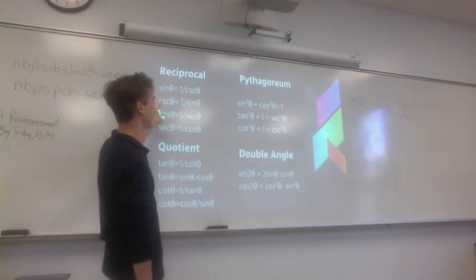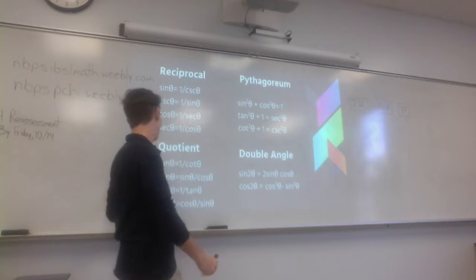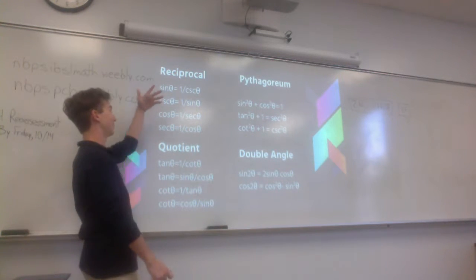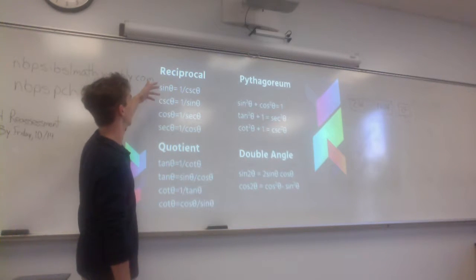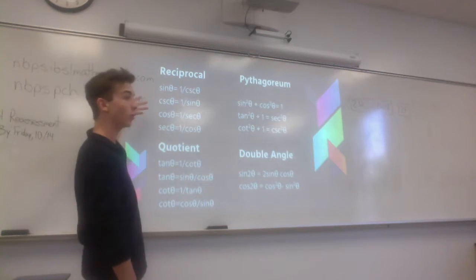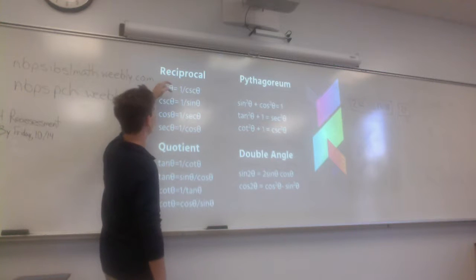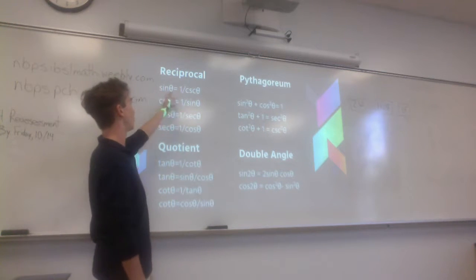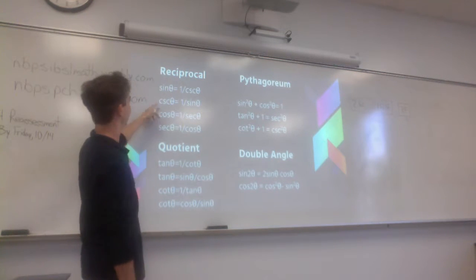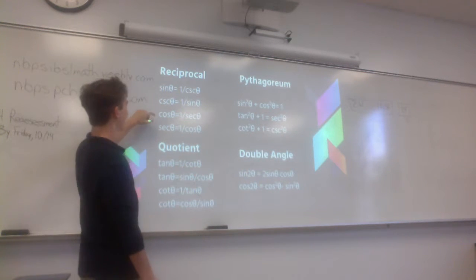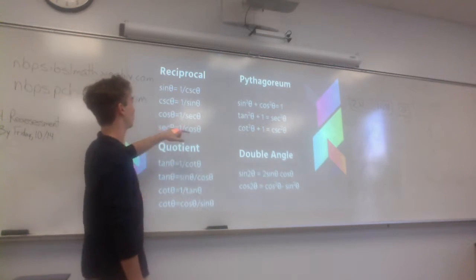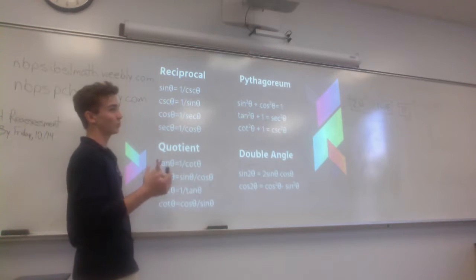So these are all the identities that you really need to know for the IB and knowing how to prove them. So we've got your reciprocal identities, which is your sine and cosine, basically. The reciprocal of sine is 1 over cosecant, and the reciprocal for that, that's how it works. So we've got cosine is 1 over secant, and secant is just 1 over cosine.